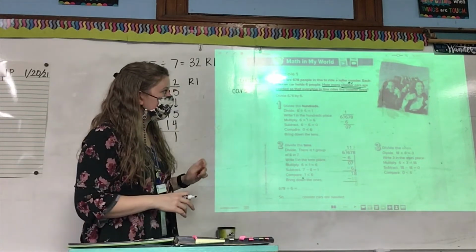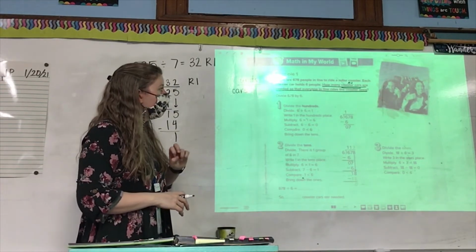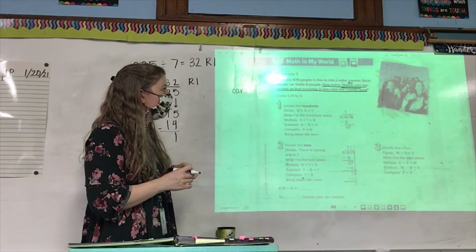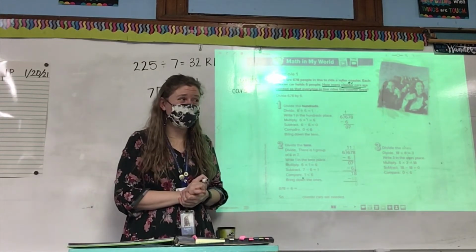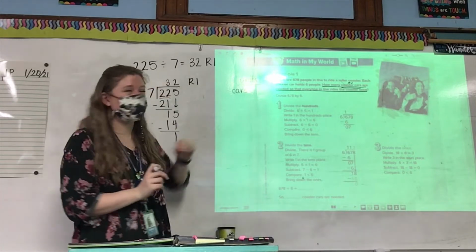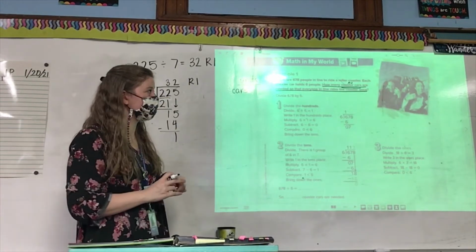Okay, let's go back to the beginning. There are 678 people in line to ride a roller coaster. I see a number and I see the word people, but I don't know if that's my other unit yet. So let's read the next sentence.